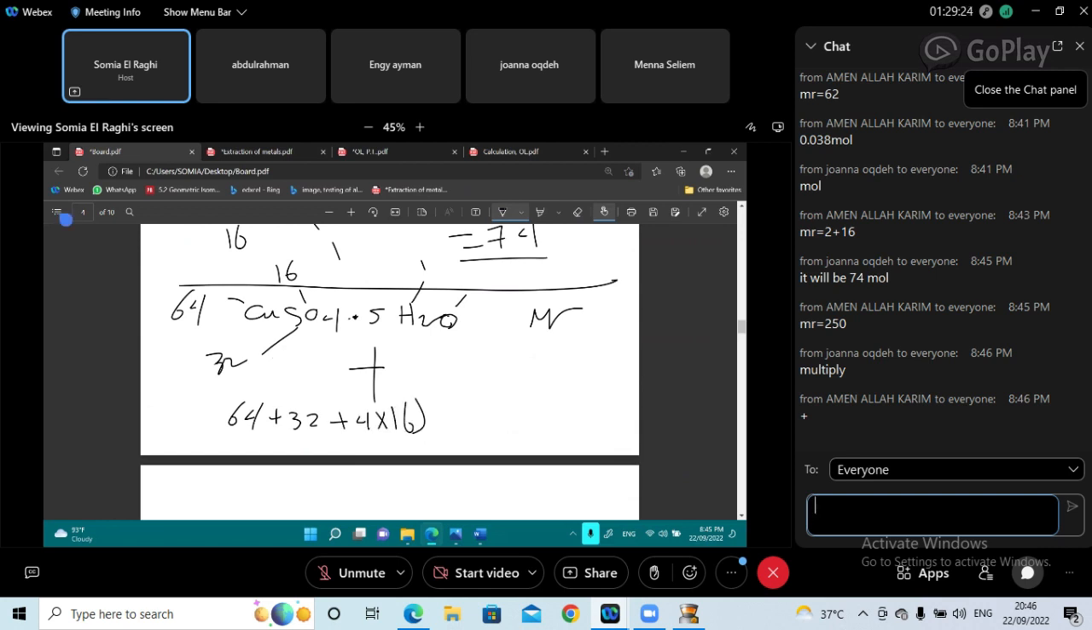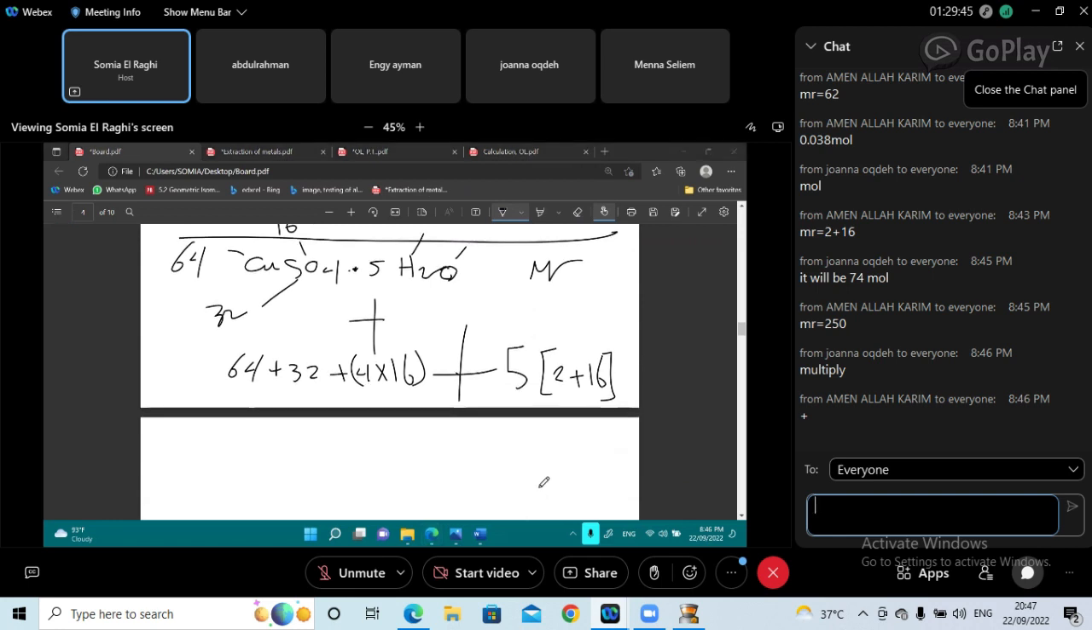It may be a question for 2 marks. They will ask you to calculate the molar mass of this material. Plus, you see this big plus? 5 times the water between brackets, 2 plus 16. You see the value, it will be 250, almost. So we get here the MR of copper sulfate, and it's a frequent question in your exam.